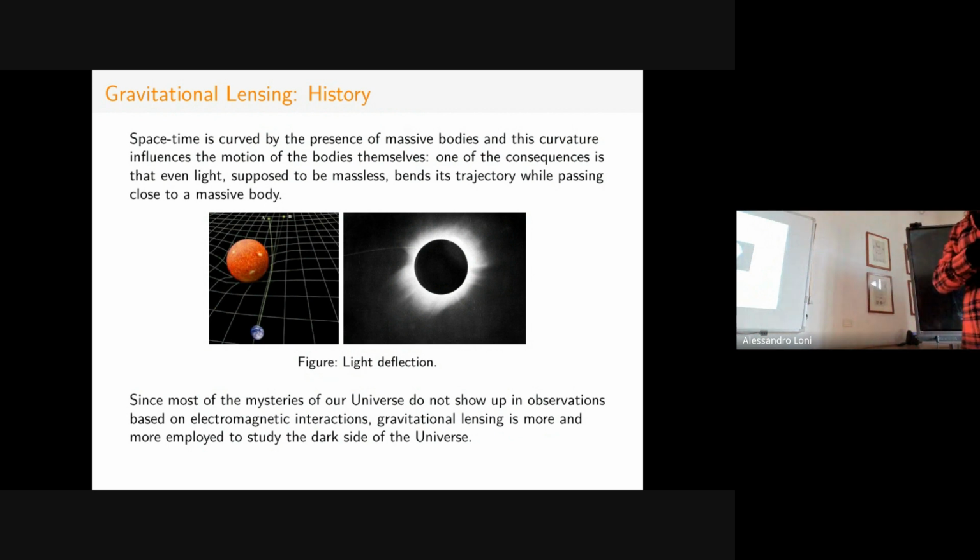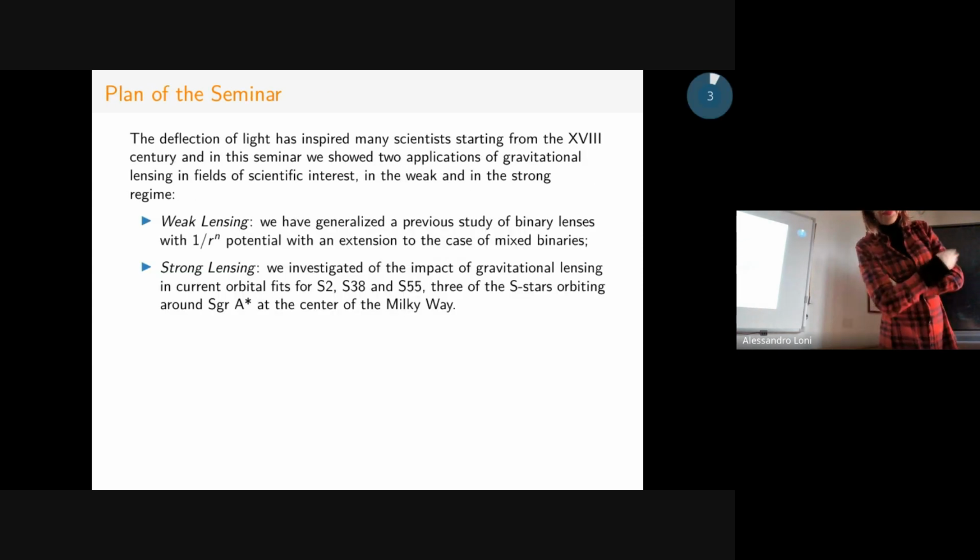We know that space-time is curved by the presence of massive bodies, and the curvature of the space-time influences the motion of the bodies themselves. The main consequence of this curvature is that light, supposed to be massless, bends its trajectory while passing beside a massive body. Since most mysteries of our universe do not show up in observation based on electromagnetic interaction, gravitational lensing is employed in the study of the dark side of the universe.